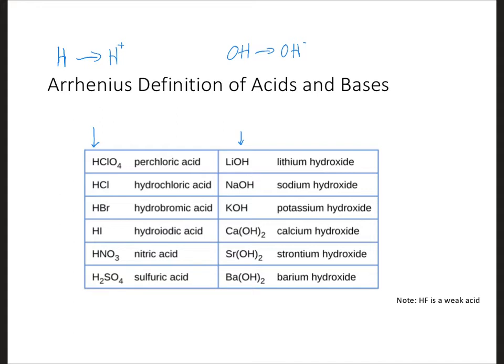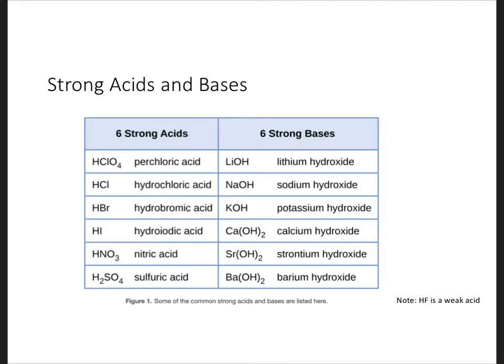Now, we do have quite a number of binary acids on this list, so HCl, HBr, HI are called binary acids because it's just that proton with one other element, that being a halogen. And then we want to note that what you don't see up there is HF. HF is actually a weak acid, so it's not in this list of 6 strong acids or the list of 6 strong bases. So these are the lists of strong acids and strong bases that we would expect you to know.